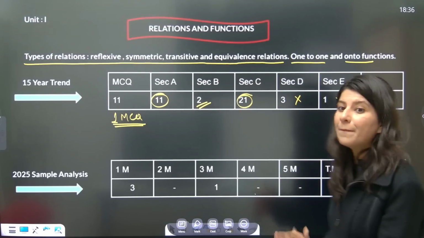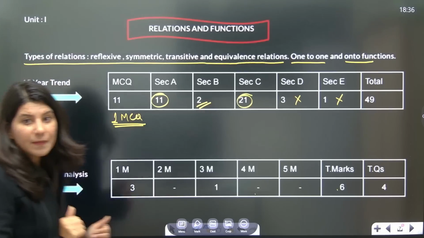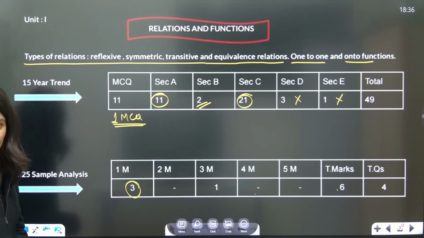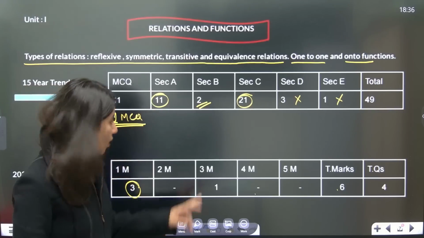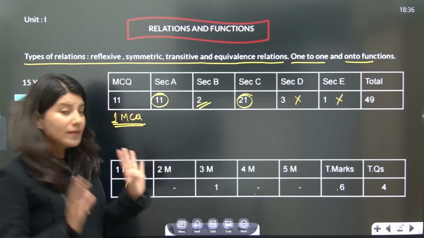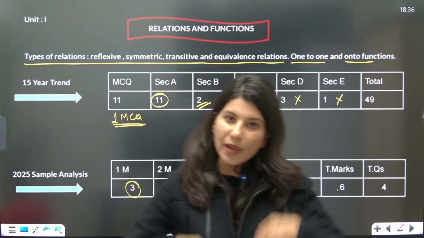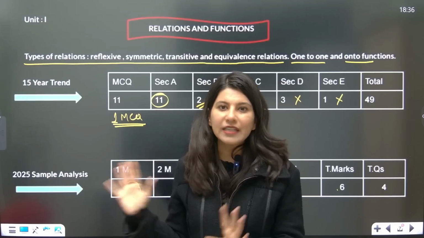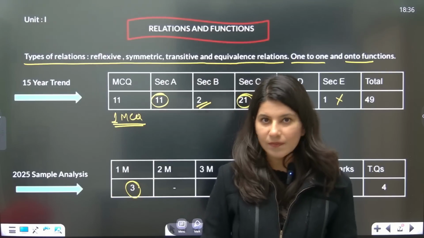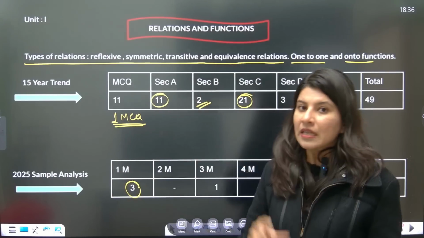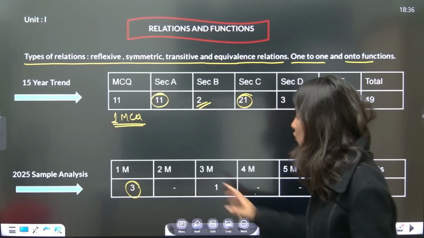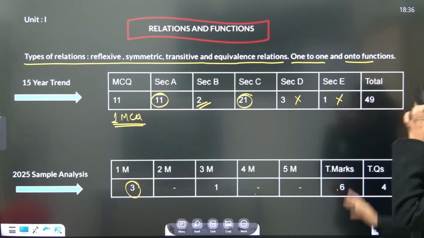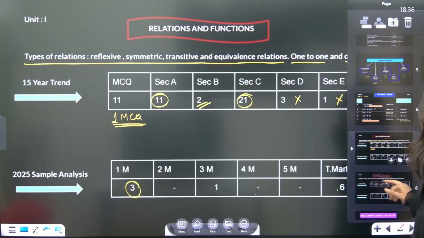But what is the sample paper saying? The sample paper is saying that you can get 3 questions from relations and functions: one 1 marker question, no 2 marker question, and one 3 marker question. So let me be very clear. Very obvious thing: first, a 1 marker question you're definitely going to get from relations and functions. Next, either a 2 marker or 3 marker question, definitely you're going to get from relations and functions. So this is what relations and functions says.